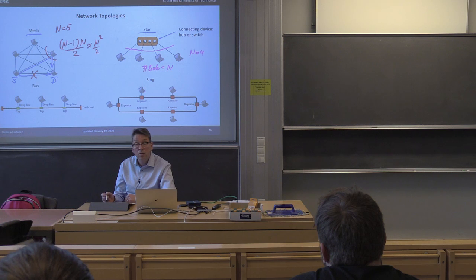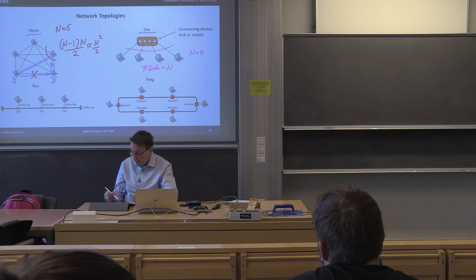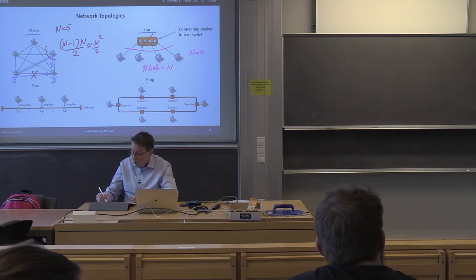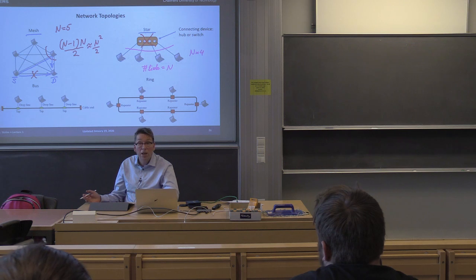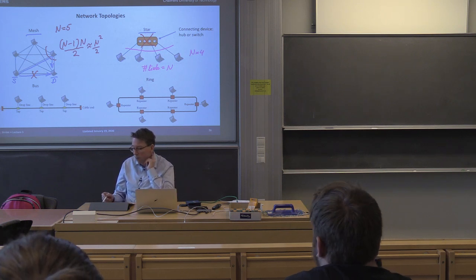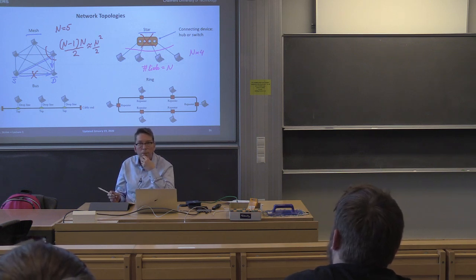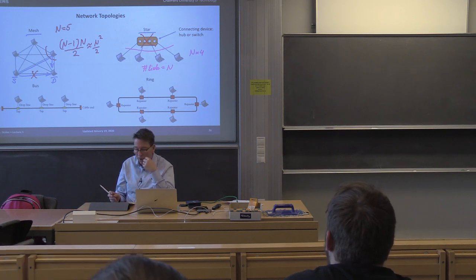What's bad about this? If the central device breaks, the communication is gone. Excellent, right. So single point of failure. If this breaks, the whole thing goes down. So it's not very robust, okay? So what do we want? We want something with few links because that's cheaper, but we also want something which is robust. Okay, so pick your poison, right? You have to invest something to get robustness. It's not for free.